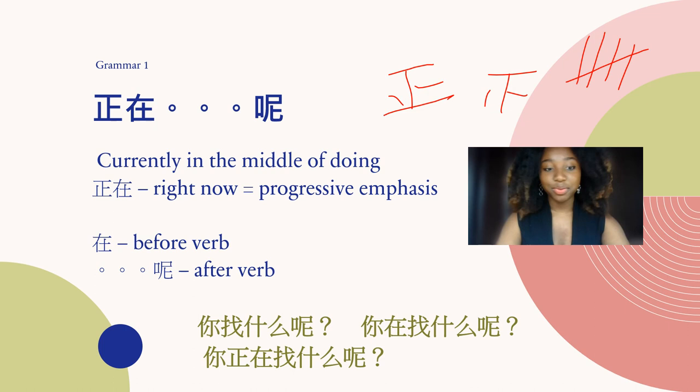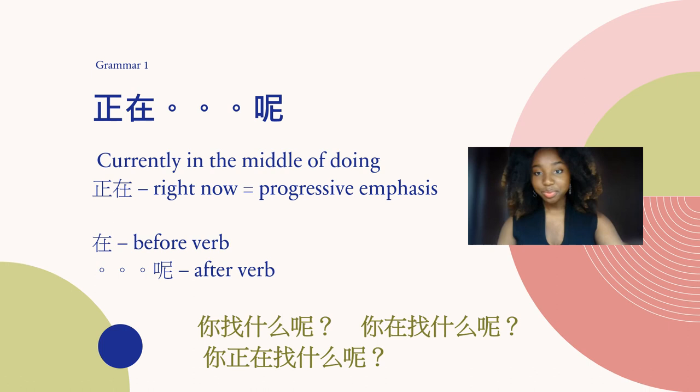Anyways, 正 means right now. So we're making an emphasis on the progressive and the ongoing aspect of the action that we're talking about. 在 goes before the verb. 我在学习, I'm studying now, as opposed to 我学习, I study. 我正在学习, I'm right now in the middle of studying. It's a progressive action, right? So 我正在学习呢, the 呢 goes after the verb. It's just something we sprinkle in there for some fun.